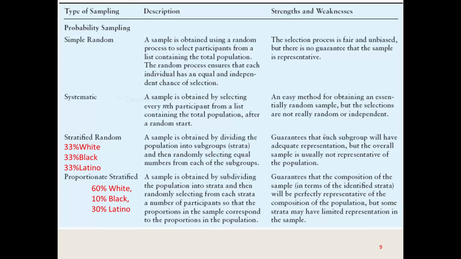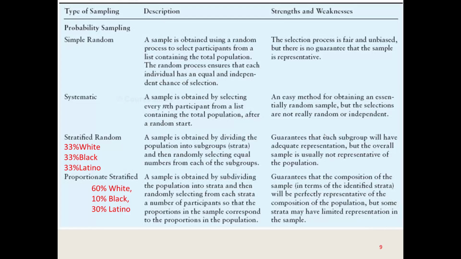A similar method is systematic sampling. In the systematic sampling method, we choose students based on a list, but instead of doing it randomly, we do it by selecting the nth participant from a list. For example, you have a list of 1,000 students, you select number 1, number 50, number 100, number 150, number 200. Every 50th student is selected to participate.